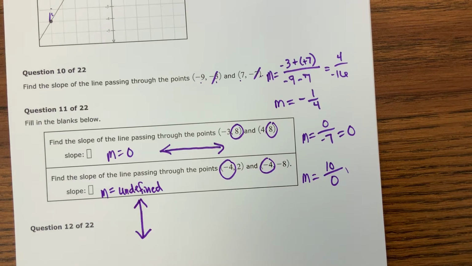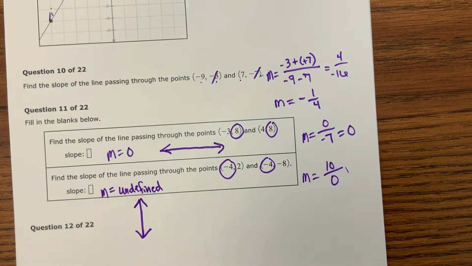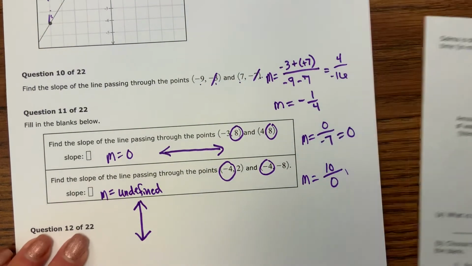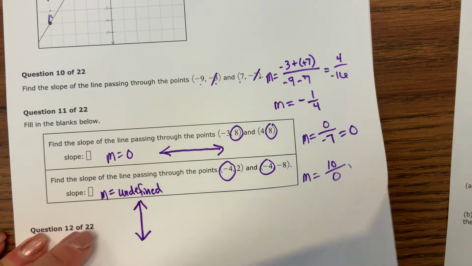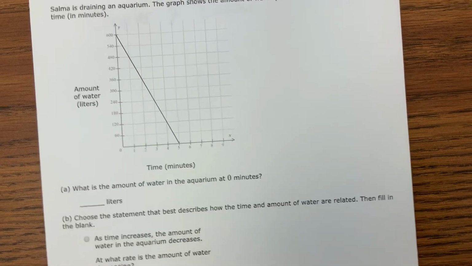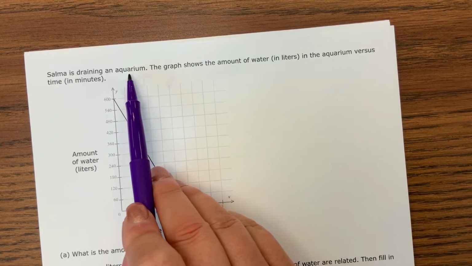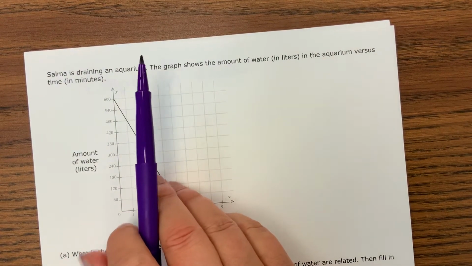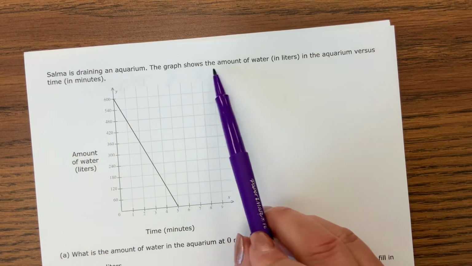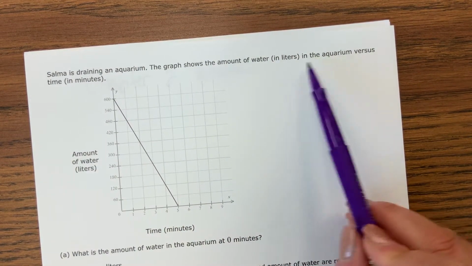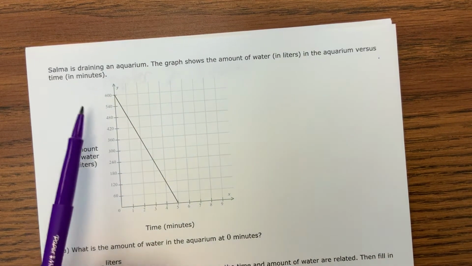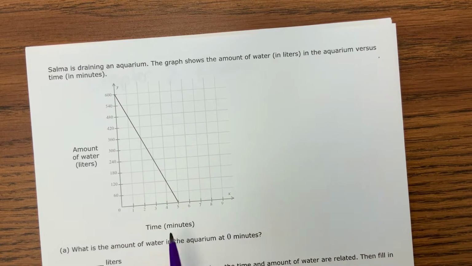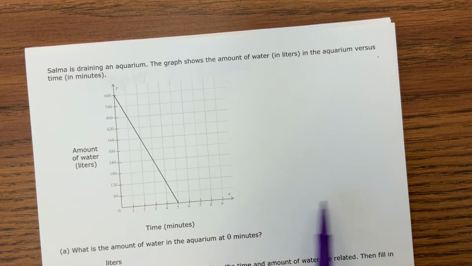Okay. All right. Next, we're going to talk about rate of change, and it's kind of getting into scatter plots a little bit. Rate of change, the correlation, what's going on the graph. So we have a graph here. Selma is draining her aquarium. So think about that. The water level's going down. The graph shows the amount of water in the aquarium in liters versus the time. So what we have here is time, and then you have water level. So think about what's going on. The water's going down, the time is going.